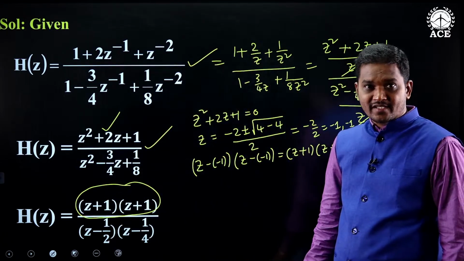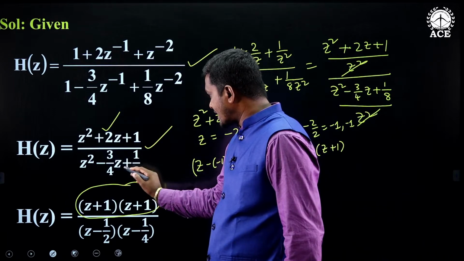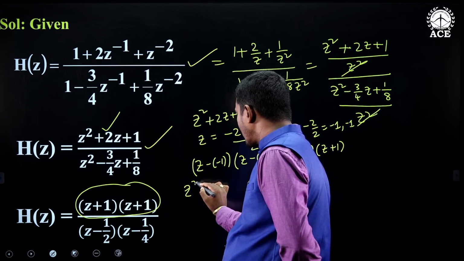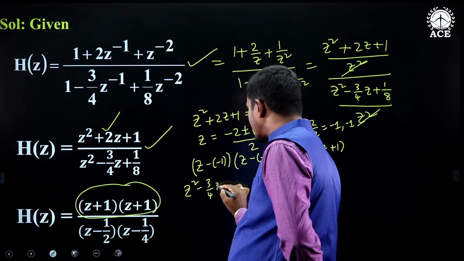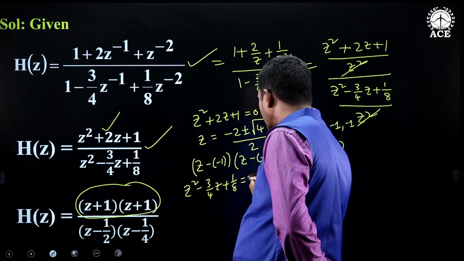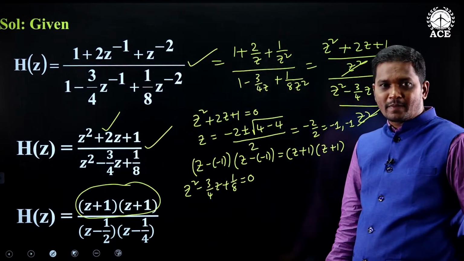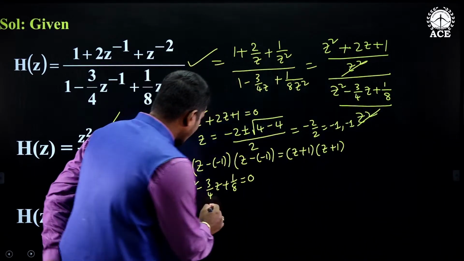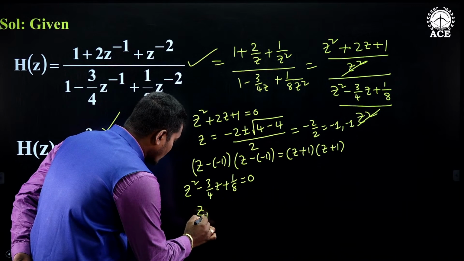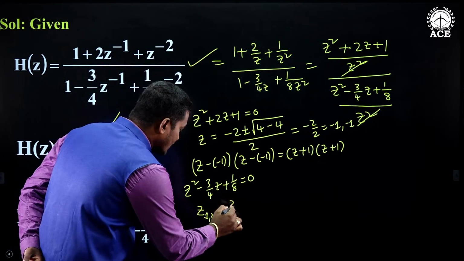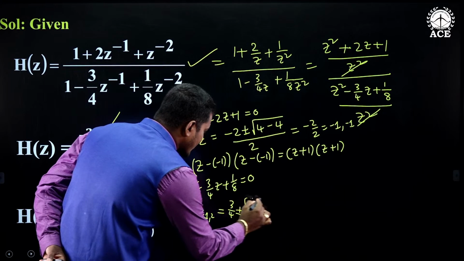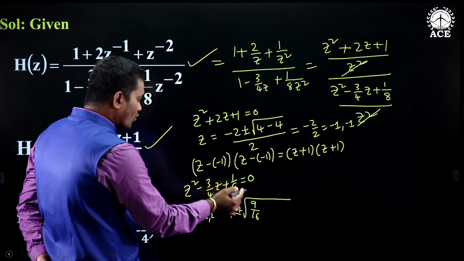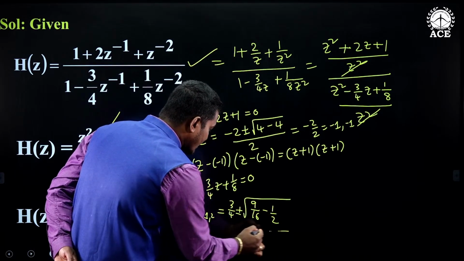Next, see this one, z square minus 3 by 4 z plus 1 by 8. How to convert? Same, z square minus 3 by 4 z plus 1 by 8 equals to 0. Use the same formula, minus b plus or minus square root of b square minus 4ac by 2a. If you see here, z1, 2 equals to minus b, 3 by 4 plus or minus square root of b square, 9 by 16, minus 4ac, 4 into 1 by 8 is how much? 1 by 2, divided by 2.